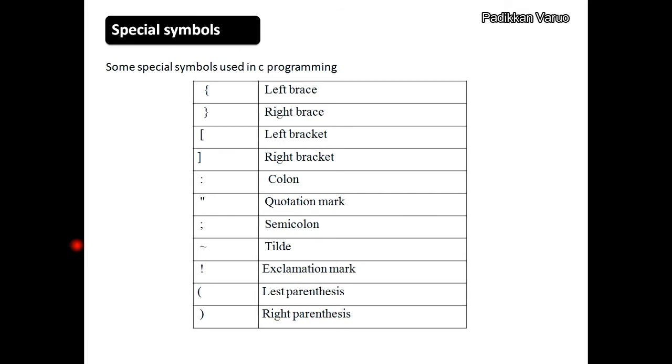We use the brackets, and you can see the quotation marks; we say that inside the double quotes we represent the string. The semicolon is used in C programming to indicate the end of a particular statement, and the parenthesis is used to indicate the function. Okay, so these are a few special symbols used in C programming. We can see a lot of symbols; these are the few major ones.